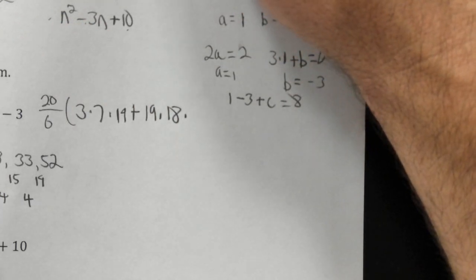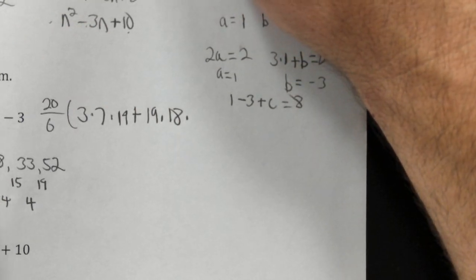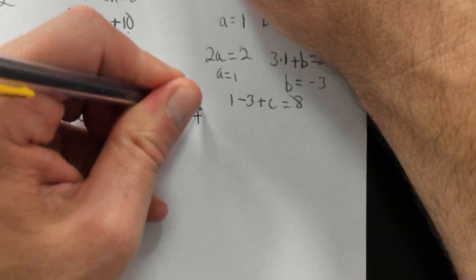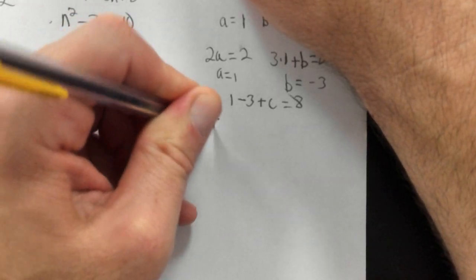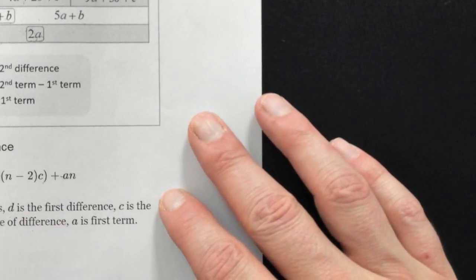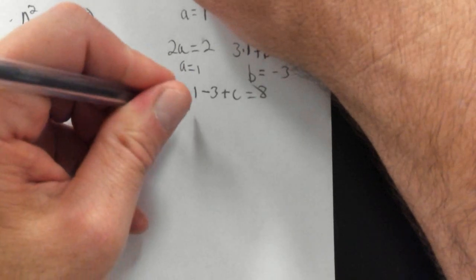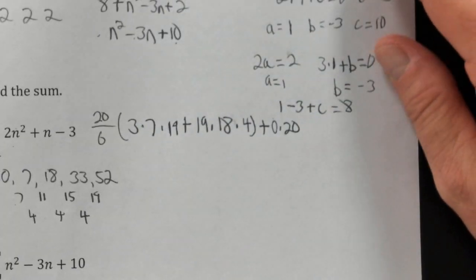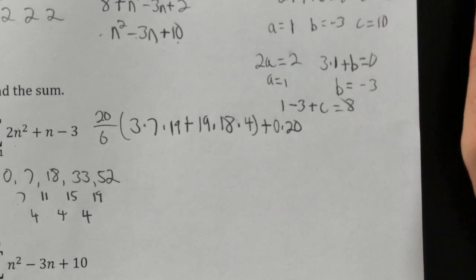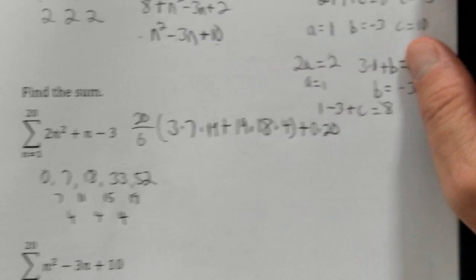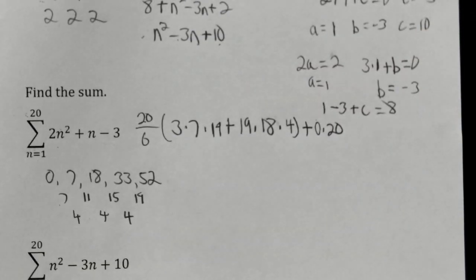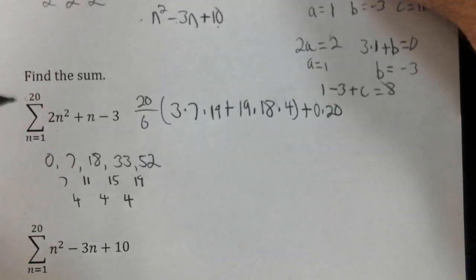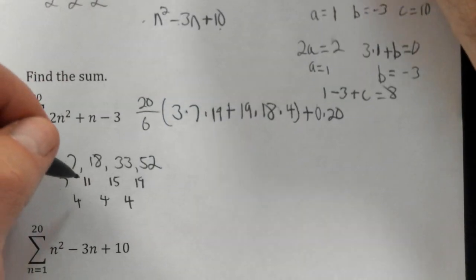Let's see. Yep, 4. And then plus, we're almost there, plus AN. What's A again? First term. So first term is 0, so 0 times 20. Just make sure that you're plugging the right thing in for every part of the formula to make sure that you're in good shape there. All right, what else we got? We just need to simplify this down.